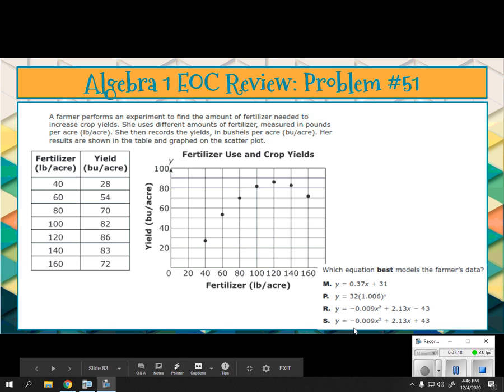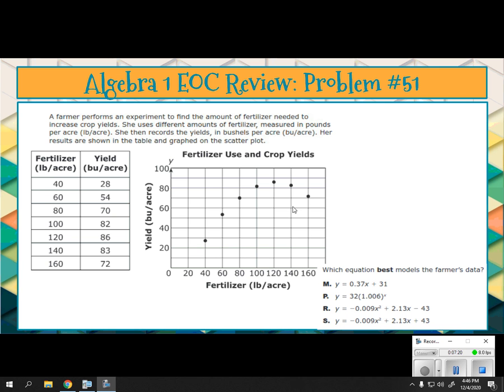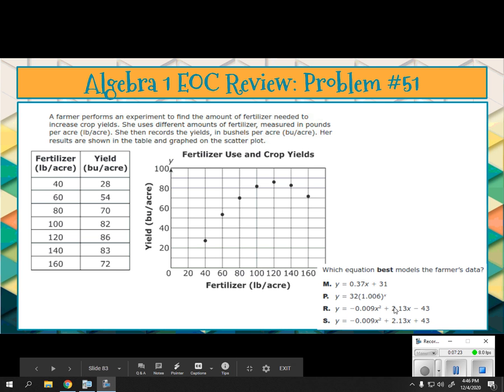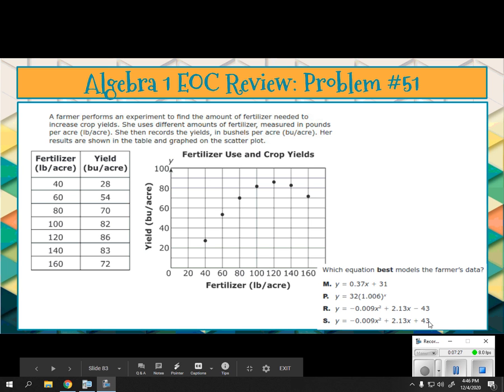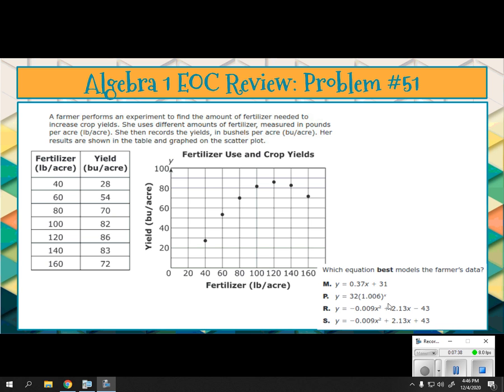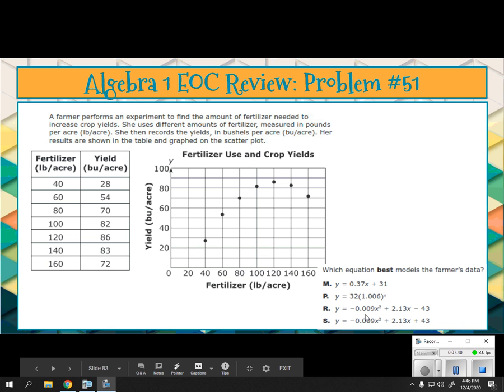Both of these have a negative in front indicating the parabola is opening downward, so I agree with that. These pieces are the same as well. So here, this is the y-intercept. Would this parabola have a y-intercept at negative 43 or positive 43? Well, positive 43 is up here. It's not going to cross the y-axis there. So R is going to be the best answer. It's going to have a y-intercept at negative 43.